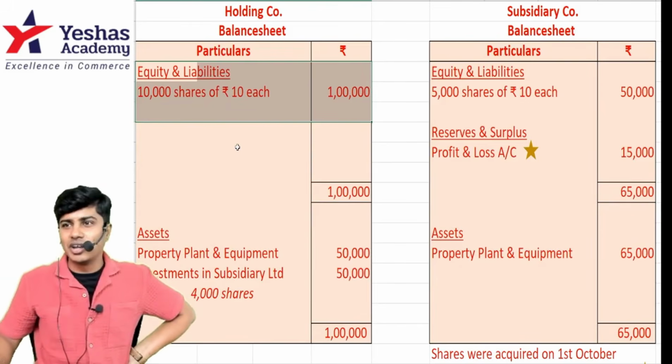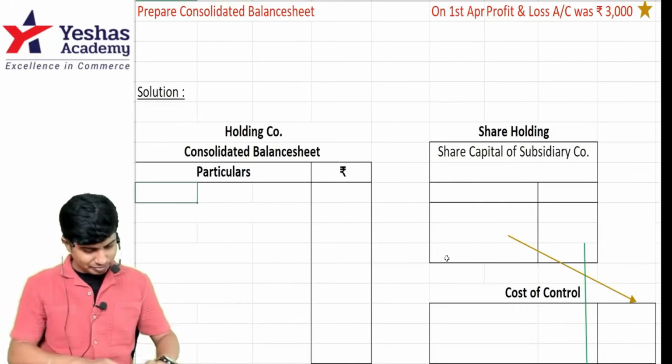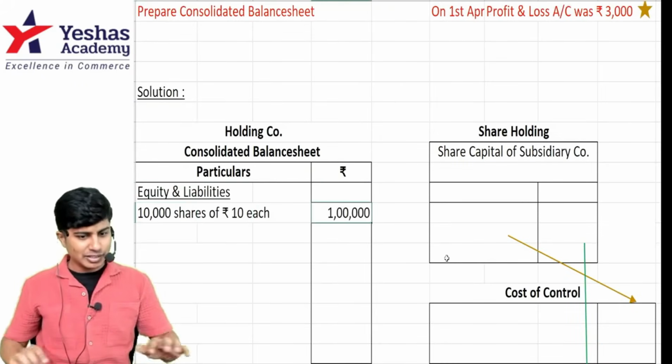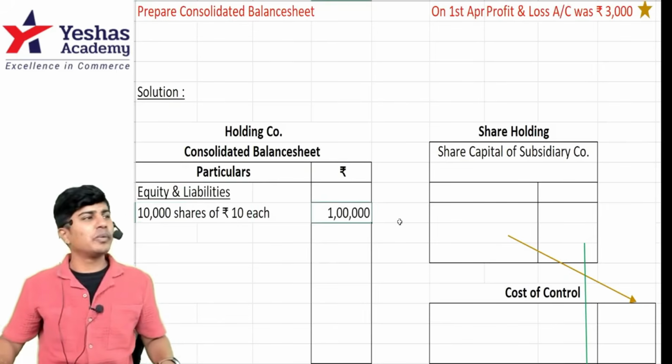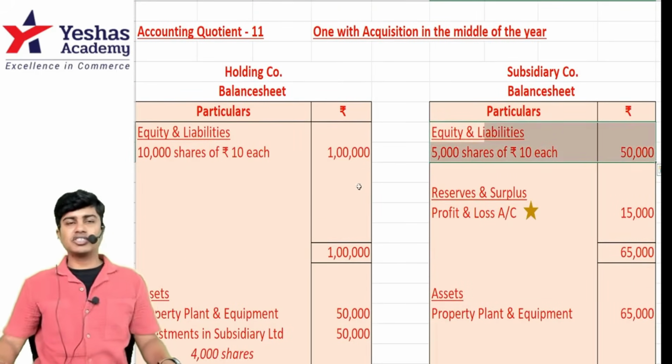Holding company share. Where do we rank? That's it. Let's write. 10,000 shares of rupees 10 each, 1 lakh. Subsidiary shares is how much? 5,000 shares of rupees 10 each, 50.